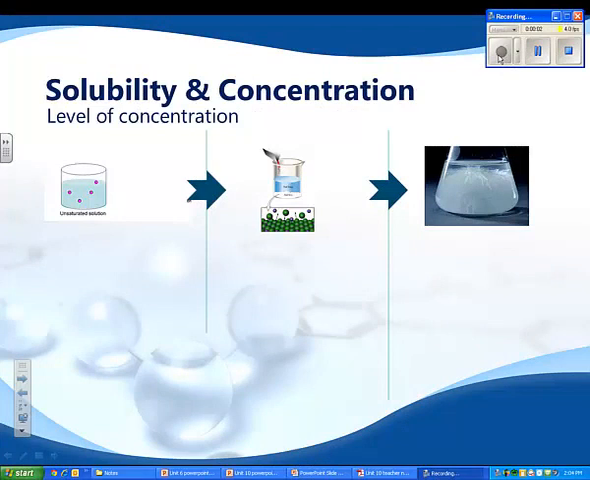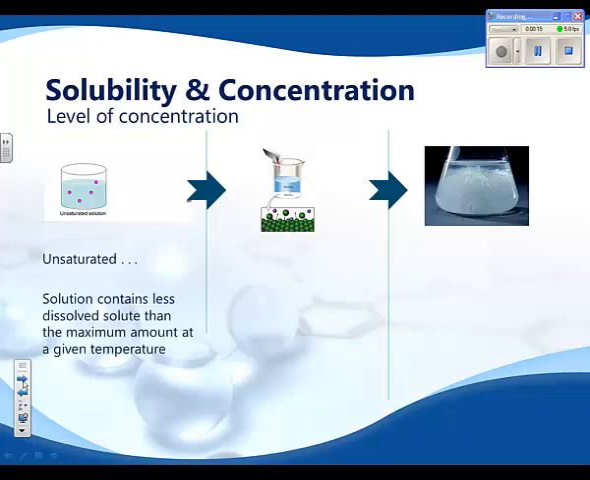All right, now let's get into solubility and concentration, something you're going to do a lot of. There's three different main types. We're going to go through each one. The first one, over here on the left, is the unsaturated solution. It's a solution containing less dissolved solid than the maximum amount at a given temperature. These are most of your solutions, and you can always add more to it.